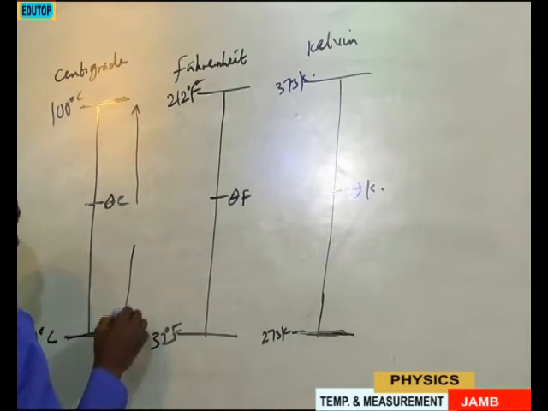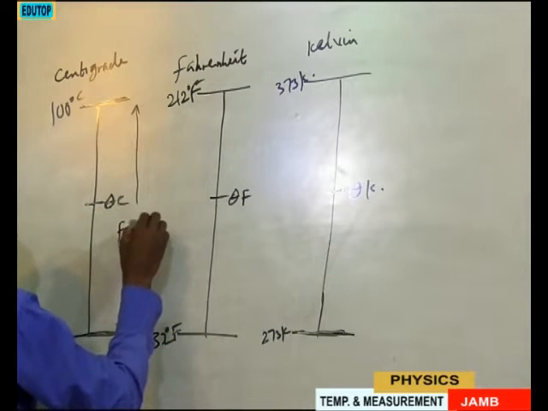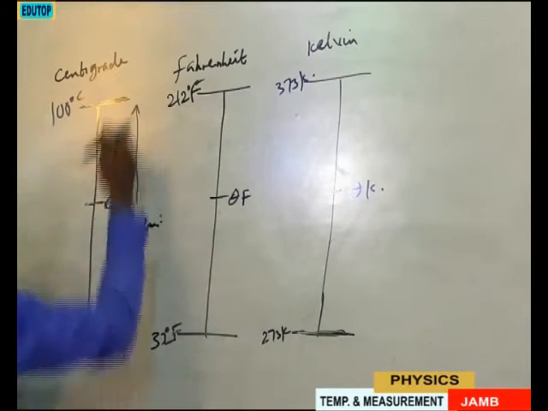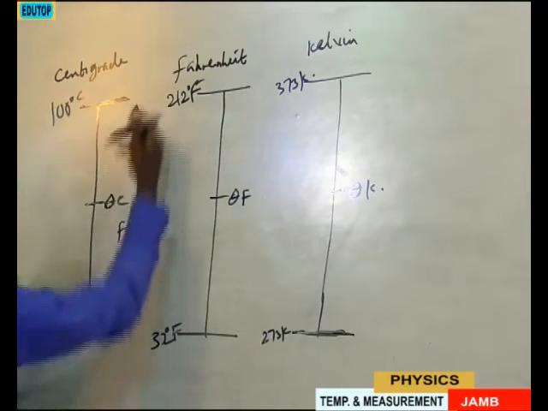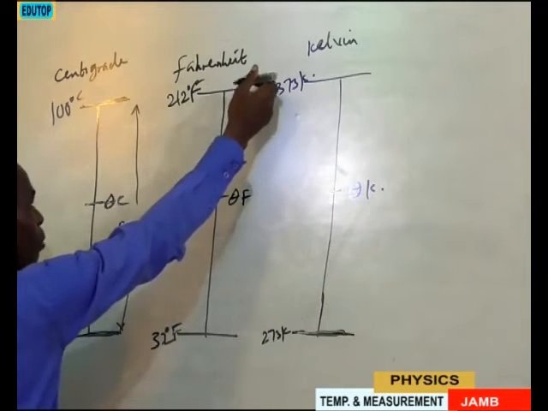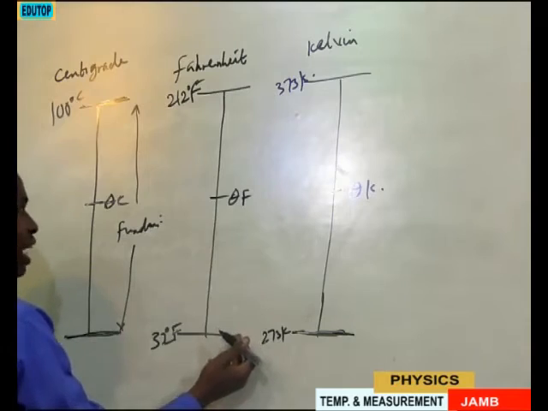This is the fundamental interval. In between the upper fixed point and the lower fixed point, the distance between the upper and lower fixed point is what we call fundamental interval. The distance between here and here is the fundamental interval.